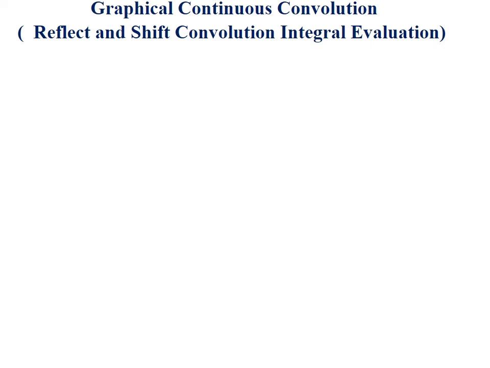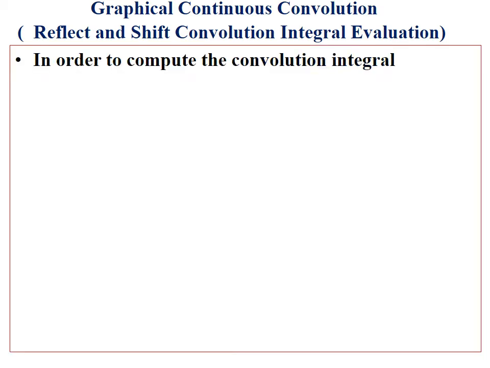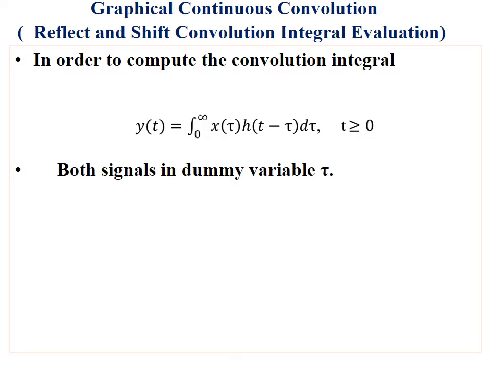Graphical continuous convolution: reflect and shift convolution integral evaluation. Let us go on to see how we would be computing the convolution integral. The convolution integral expression is given by y of t equals the integral from 0 to infinity of x of tau h of t minus tau d tau, when t is greater than or equal to 0. The major point to note is that in both the signals the dummy variable tau has been introduced, which is the independent variable.